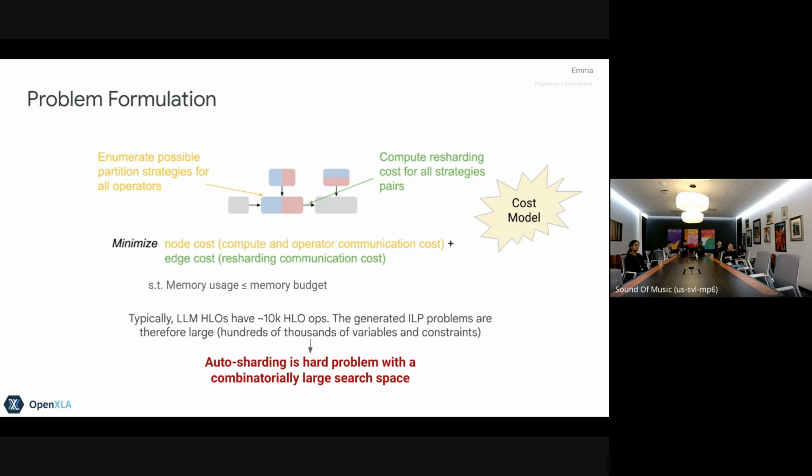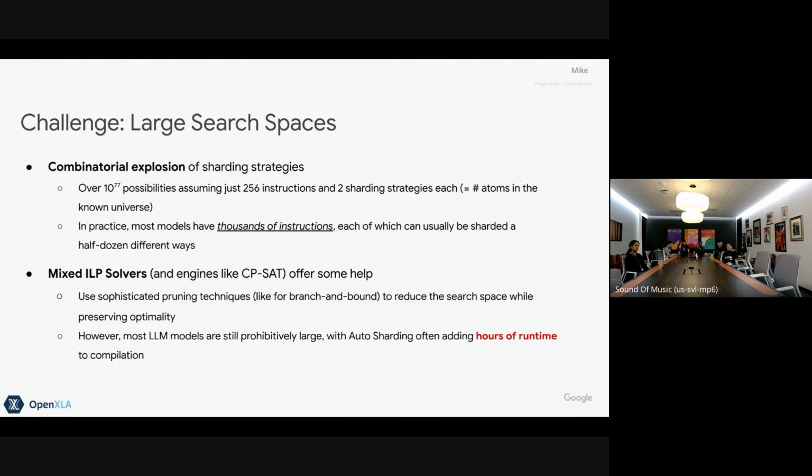Now, one thing that I want to mention here is that because we are interested in large models, and models are getting larger and larger these days, the search space that auto sharding works with is often quite large, right? Typical LLM HLOs can have hundreds or even thousands of variables and constraints, and each of these tensors can have further potential sharding strategies enumerated for them, right? So the search space is fairly large. Next slide, please.